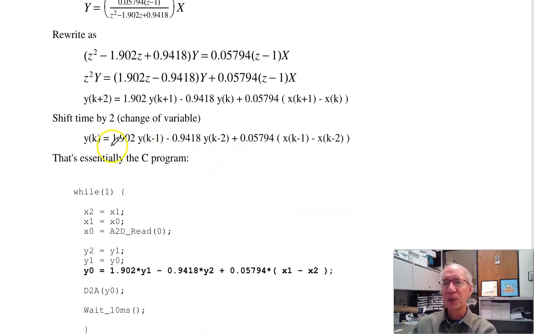That's basically my program. I've got to remember the current input, 1 sample ago, 2 samples ago. I need to remember the output 1 sample ago, 2 samples ago, and the current output is 1.92 times the previous output, minus 0.94 times the output 2 samples ago, plus 0.05 times the current input, minus the input 1 sample ago. Do that every 10 milliseconds, and I've implemented G of S.